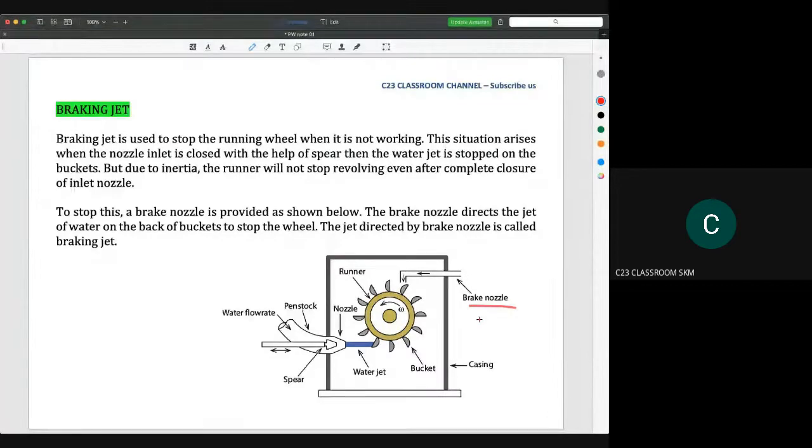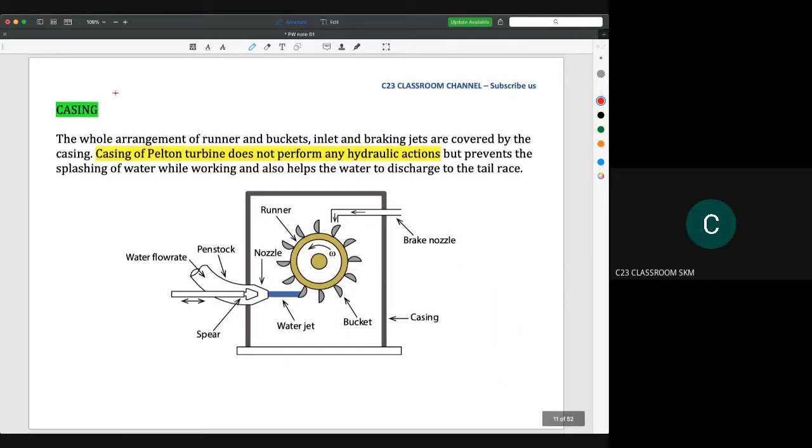The idea is simple. It actually comes from the same pipe connecting to the brake nozzle. When the spear goes forward and stops the flow, the water will flow to this one, and then it will hit the bucket. You could imagine that the wheel is rotating counterclockwise like this, and then you flow water like this, so it will slow down the movement of the wheel. It reduces the time needed to stop the wheel. This is the braking jet, and this is the casing.